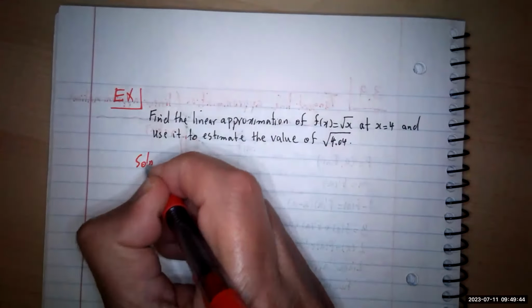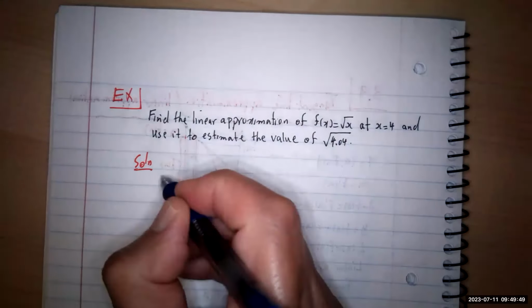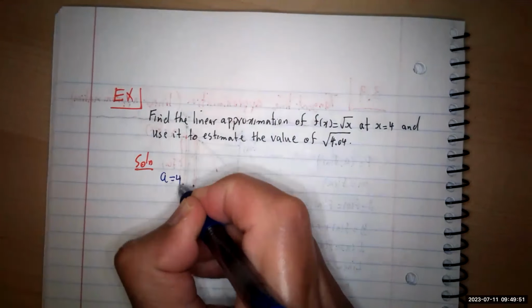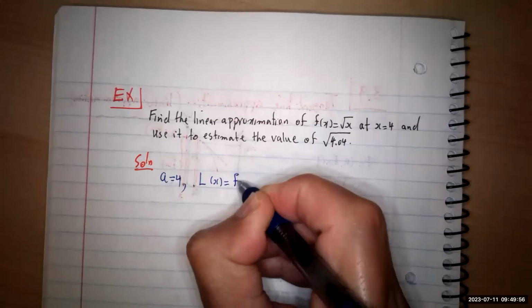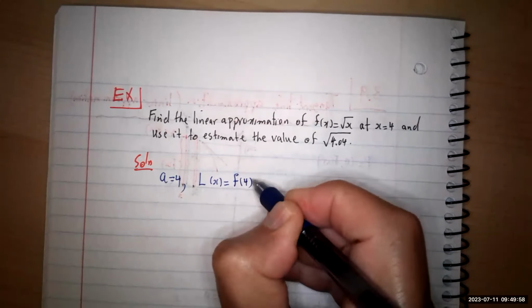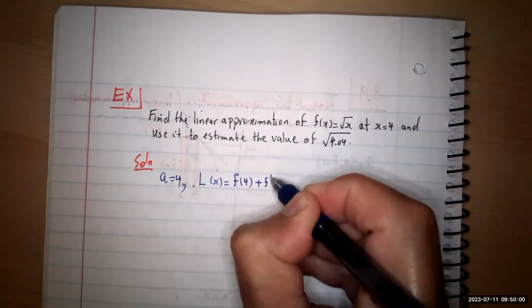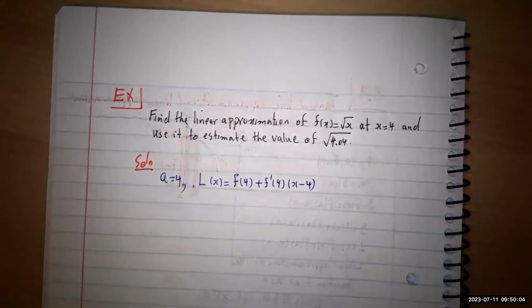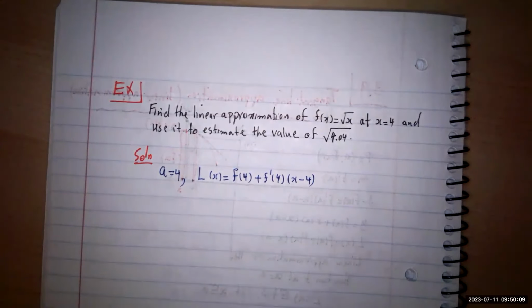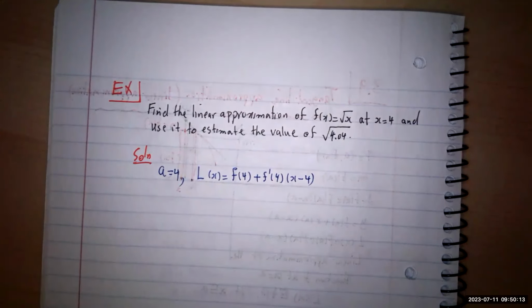Solution. You see your a is equal to 4. So get the formula L of x, or the tangent line, is f of 4 plus f prime of 4 times x minus 4. This is your formula. Remember, it's a plus. I don't know why some people on the test write f of 4 minus f prime. No, it's plus, like the equation of a tangent line. Okay, go and find it.